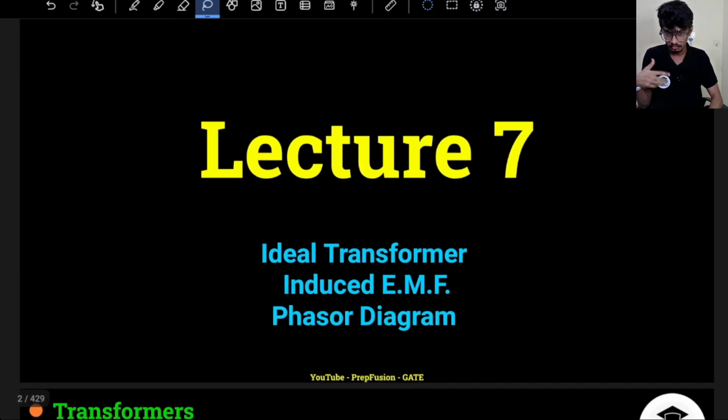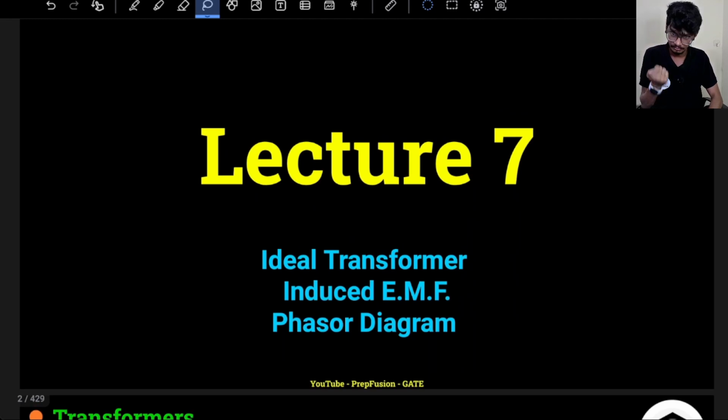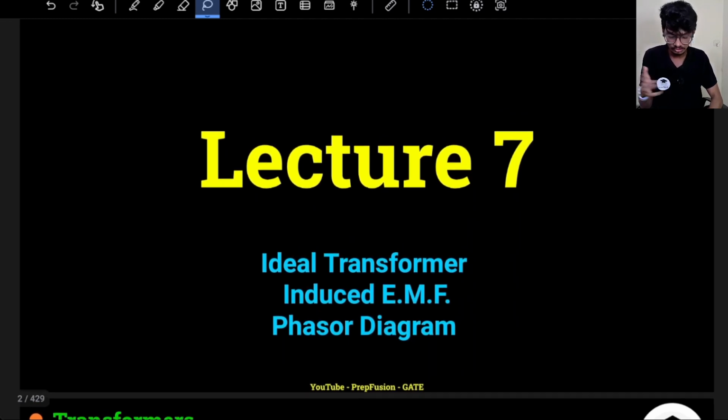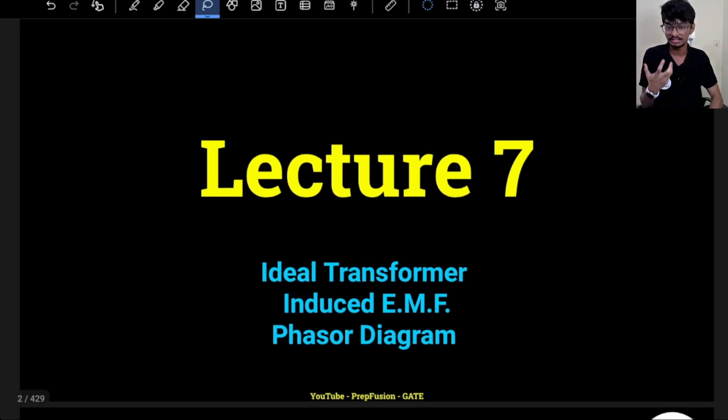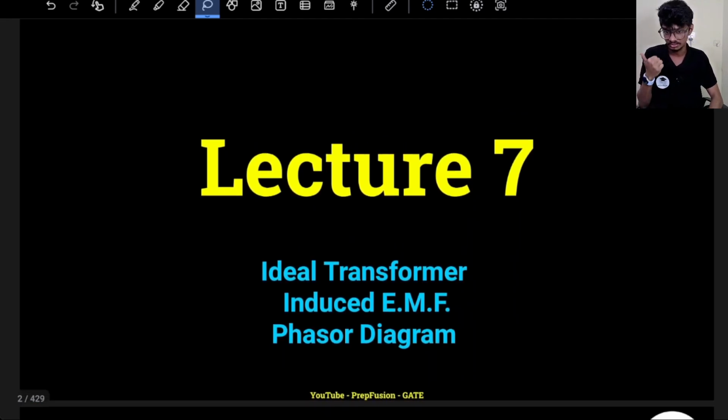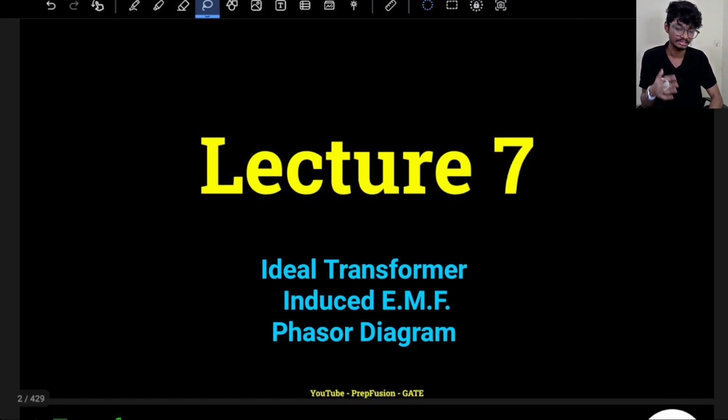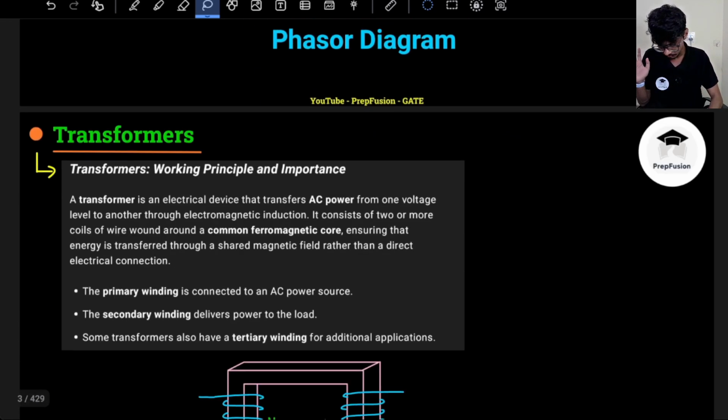But before that, today will be lecture 7, and today we will mainly discuss the ideal transformer only. The first few lectures we will again discuss the ideal transformer only, a few more things about it. We will discuss induced EMF. I know in chapter 0 we have discussed this also, but briefly we will discuss it, and also we will draw the phasor diagram of an ideal transformer.